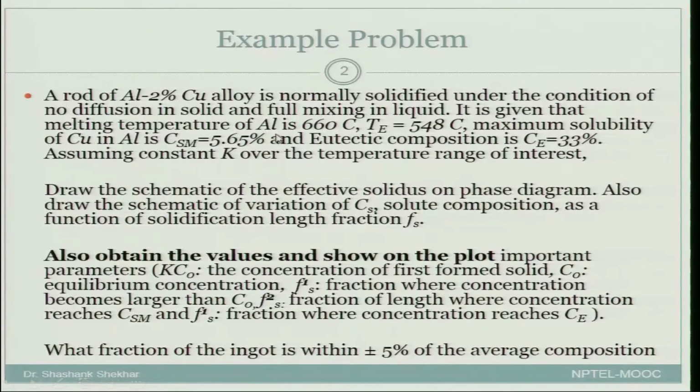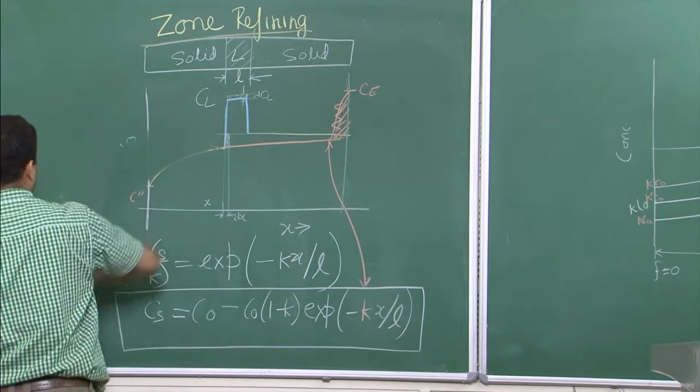It is given that the melting temperature of aluminum is 660 degrees Celsius, TE is equal to 548 C, and the maximum solubility of copper in aluminum and the eutectic composition are given. So what you are given is that there is no diffusion in solid and full mixing in liquid. No diffusion in solid is something that we have always been considering, and the second condition, full mixing in liquid, means there is no concentration gradient in the liquid. So to get a feel of it, let us draw how this plot should look like.